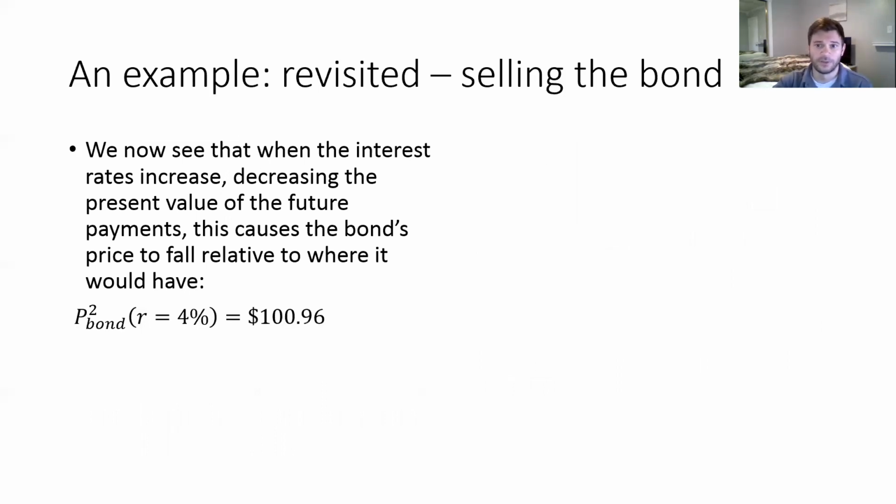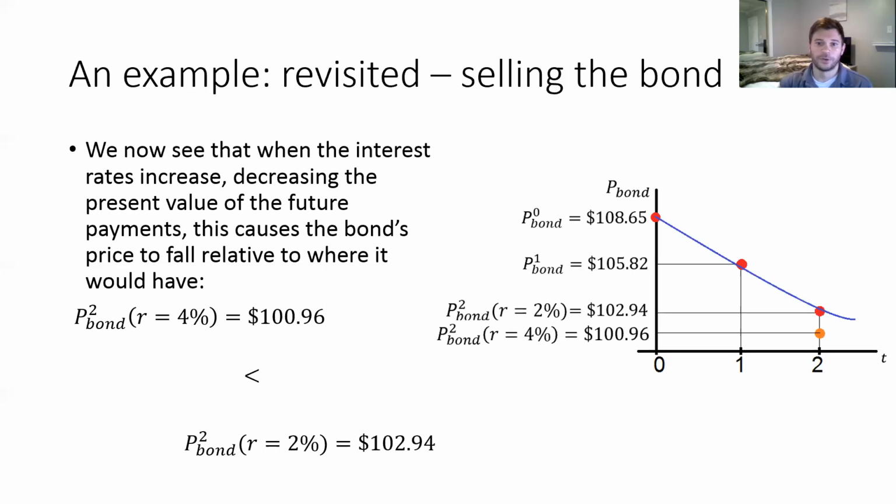So we showed the following. At a rate of 4%, the price of the bond was smaller than what it was in the same period if the interest rate had remained at 2%. So relative to our diagram before, we can see here that at a higher interest rate, we've now perturbed the trajectory of the bond price downwards a little bit in period 2.